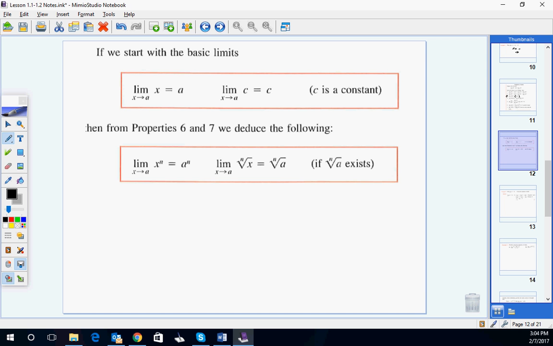For these last couple, the limit as x approaches a of x to the n is just a to the n, so you still put it in there. It keeps the exponent from where the x was. You're simply putting a in for x, and then same thing for the radical.